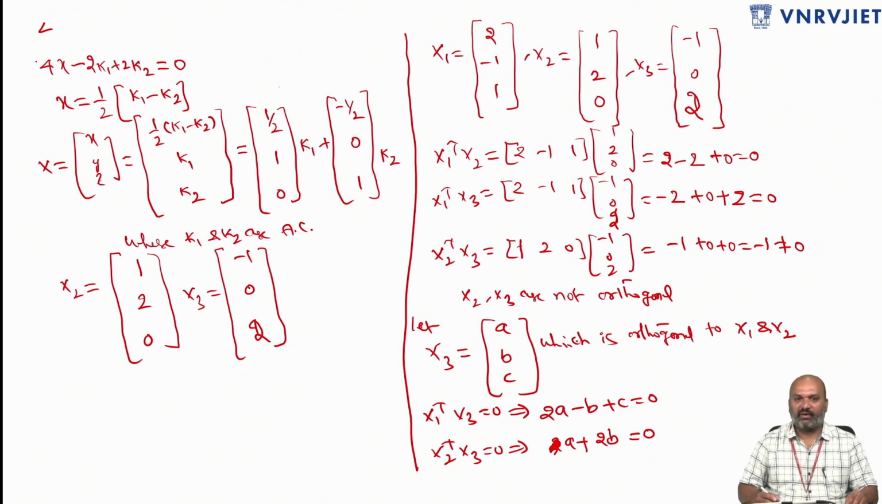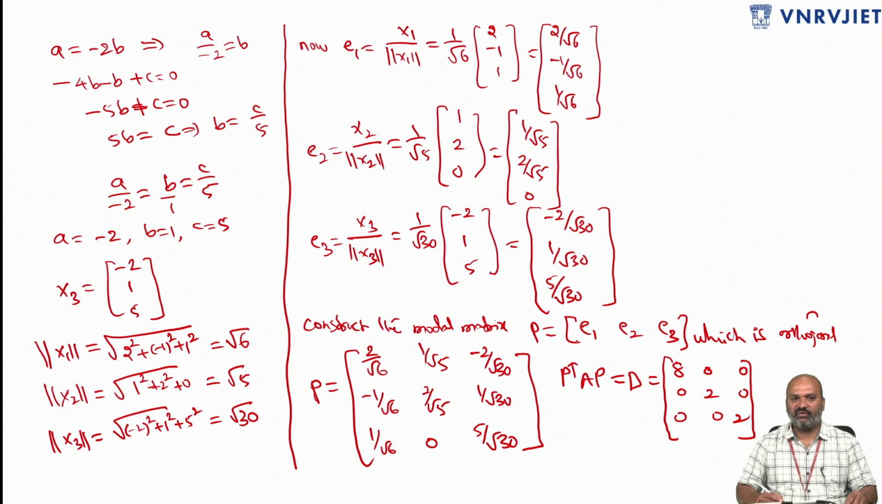So here x2 and x3 are not pairwise orthogonal. So instead of x3 we take a new eigenvector which is orthogonal to x1 and x2, say (a, b, c), and determine the values of a, b, c. Later, normalize these three eigenvectors x1, x2, x3. You get the new normalized eigenvectors E1, E2, E3. Construct the model matrix P with normalized eigenvectors E1, E2, E3, which is an orthogonal matrix.